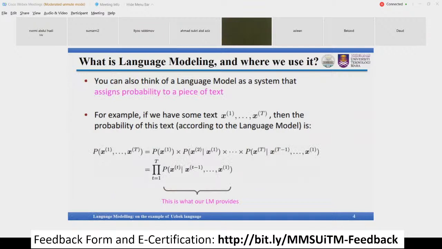You can also think of a language model as a system that assigns probability to pieces of text. For example, if we have some text, then the probability of this text according to the language model is calculated using the following formula.